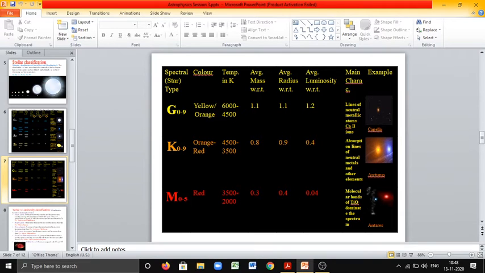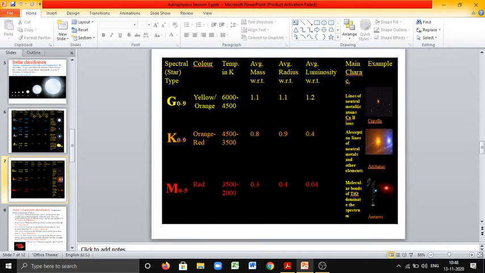And M stars. Color of these M stars is red. Temperature varies from 3500 to 2000 Kelvin and mass of these M stars is about 0.3 times solar mass, 0.4 times solar radius and luminosity is about 0.04 times solar luminosity.